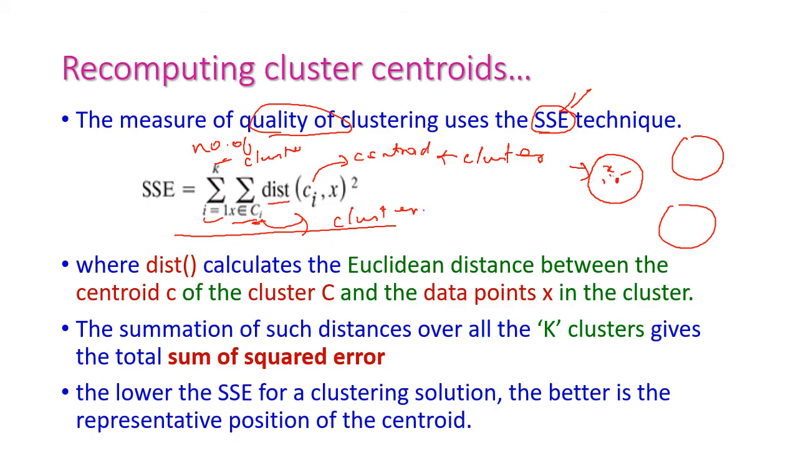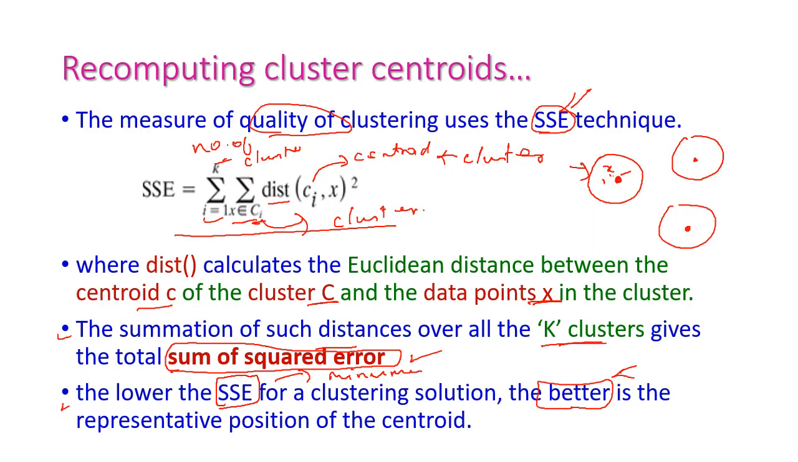Okay, so with respect to the centroid of cluster C and the data points x in the cluster, we need to compute the center point, that is the mean, and the summation of each distance over all the k clusters, giving the total sum of squared error. All the squared error will be computed; this is called the sum of squared error. The sum of squared error should be very minimum, then only our solution will be the better solution, right?